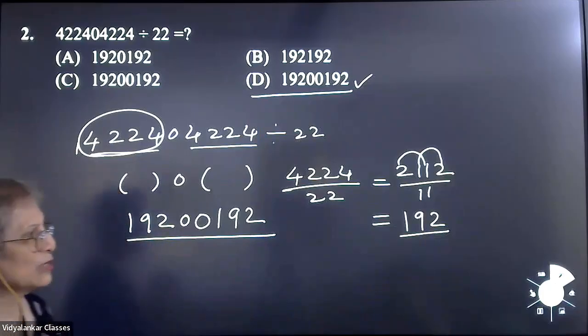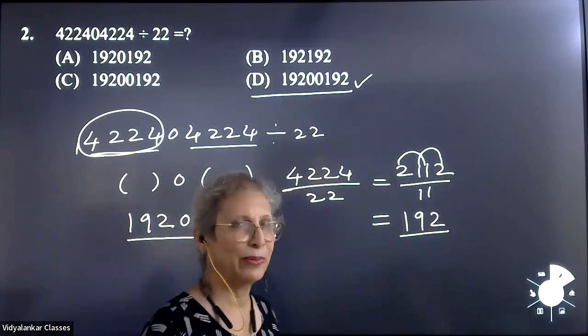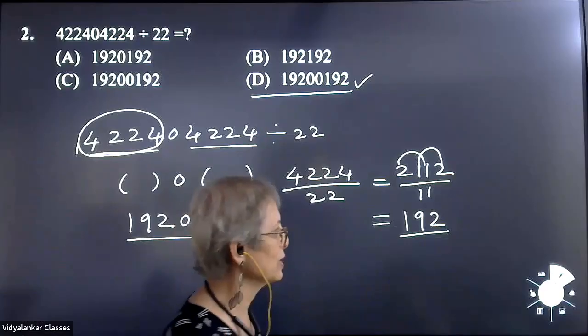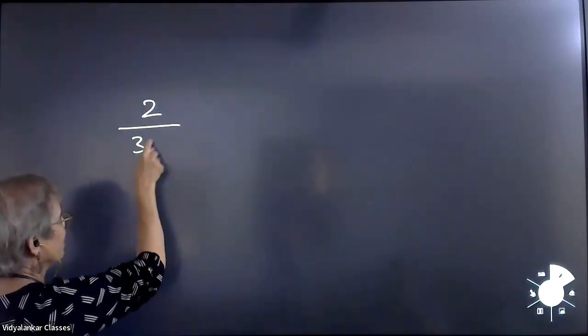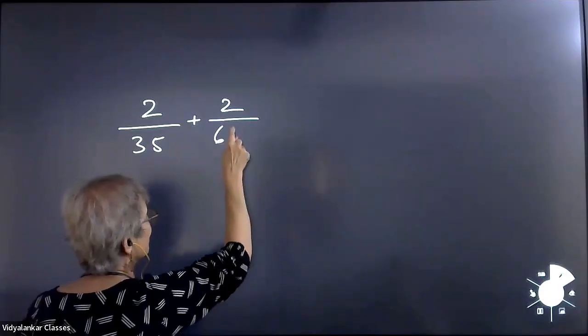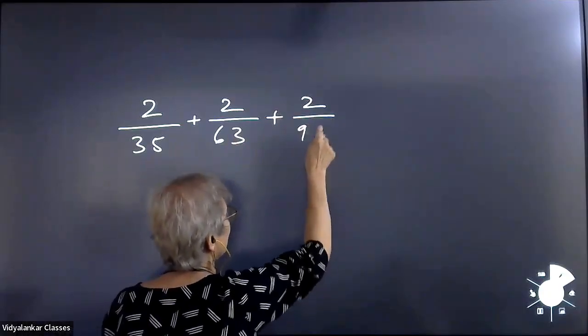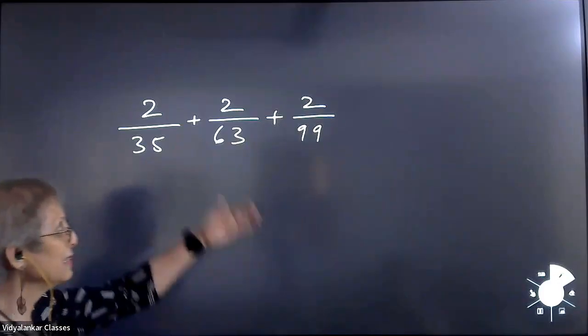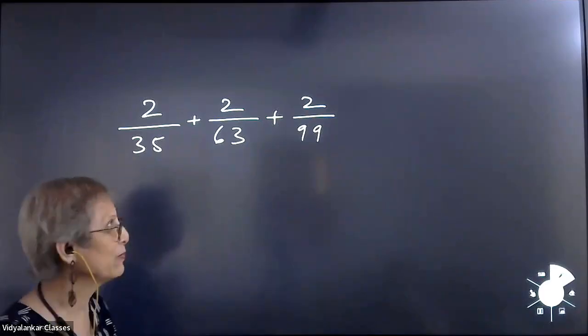Okay. So let us move to next question. But before that, I would like to give you one example and then we will discuss next question. That is 2 upon 35 plus 2 upon 63 plus 2 upon 99. Now, when this type of question you get, this is the question of fractions, addition of fractions.